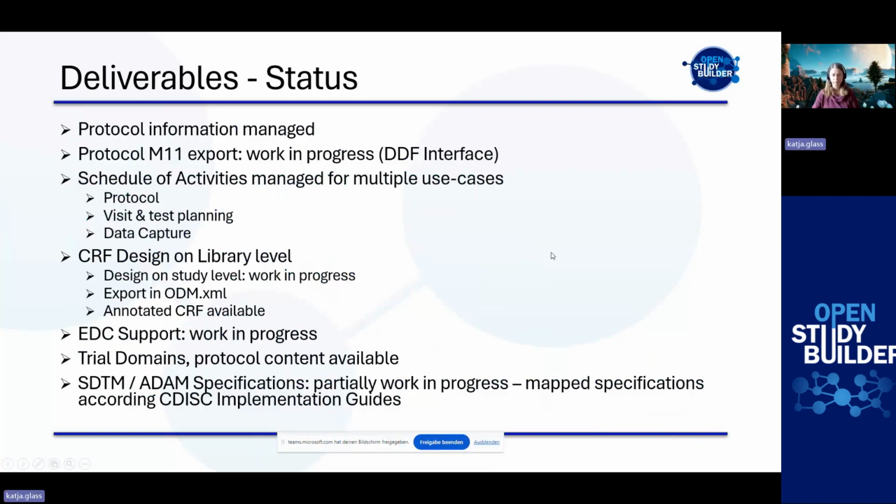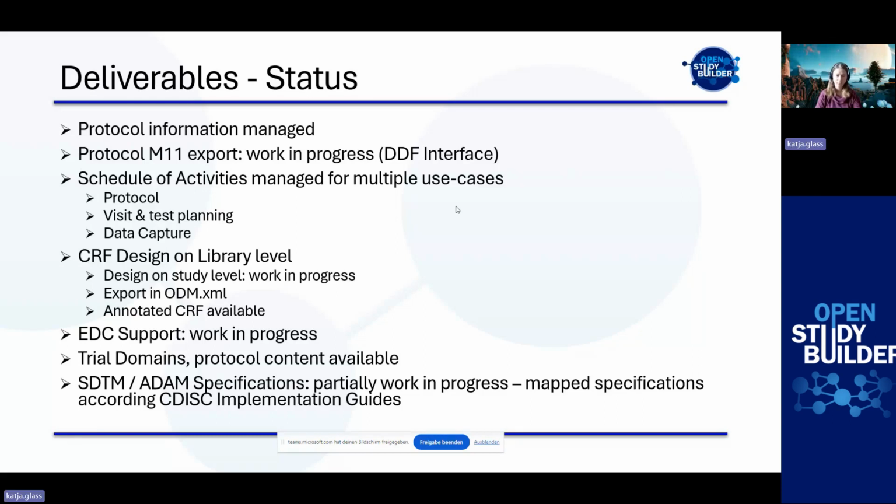So what do we have? We have the protocol information. We are planning to have the M11 export. So this is a new standard for the protocol. We do have the schedule of activities managed for multiple use cases. So for the protocol, for the visit and test planning, for the data capture. We do have the CRF design on the library level. So the CRF design on study level is work in progress. We already can export an ODM XML, which is not complete, but we already have a first version. And we also have an annotated CRF.